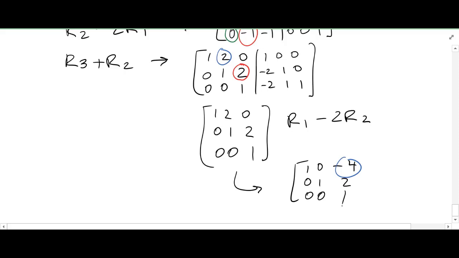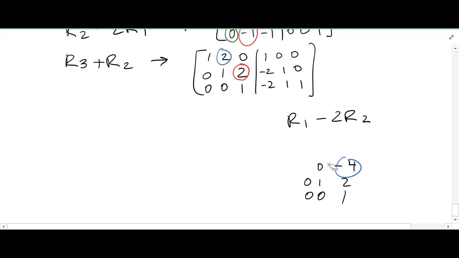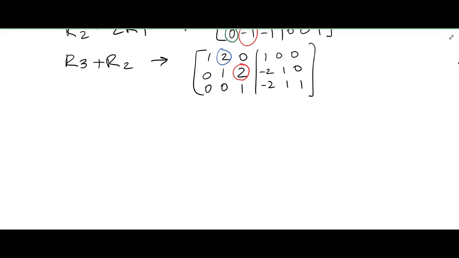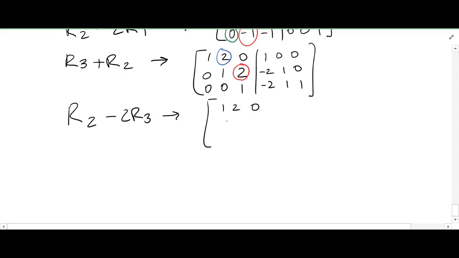So it's more efficient in this case to get rid of this 2 in red first. So let's do that. I want to do row 2 minus 2 row 3. So negative 2 minus 2 times negative 2 is 2. Then 1 minus 2 is negative 1. Then minus 2.